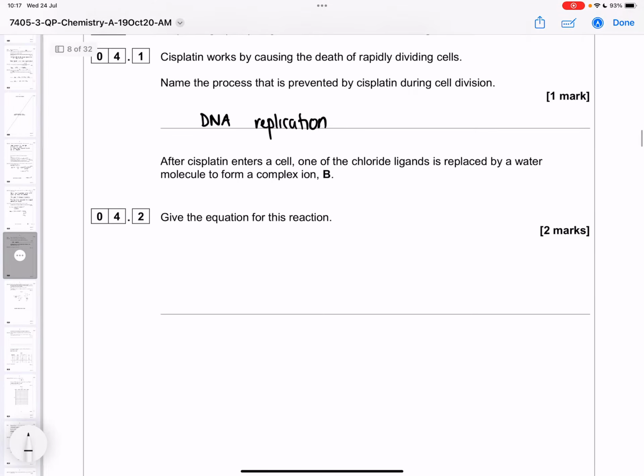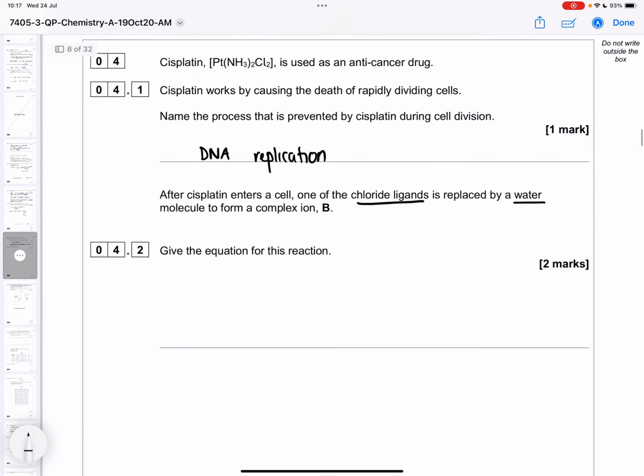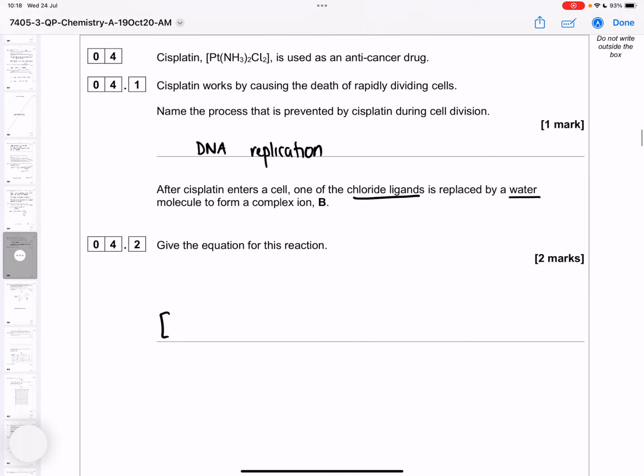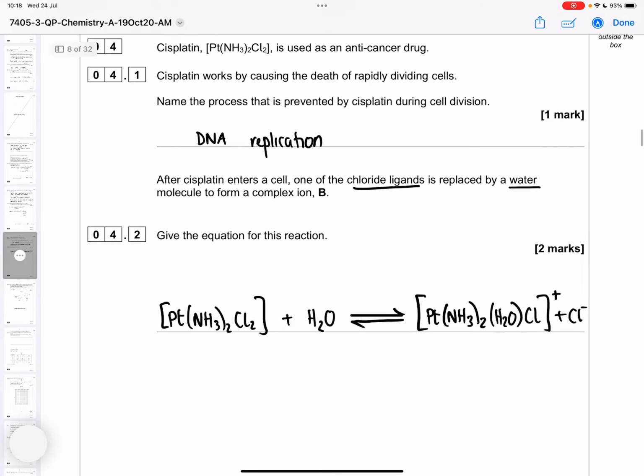After cisplatin enters the cell, one of the chlorides is replaced by a water to form complex B. Give an equation for this reaction. So we've been given cisplatin's formula at the top, and we've been told that one of the chlorides is replaced by a water. So we're going to replace one of the chlorides, so leave the two ammonias, now have one water, keep one chloride. Now because we've removed a Cl-, the complex will become positively charged, and we've written an equation.